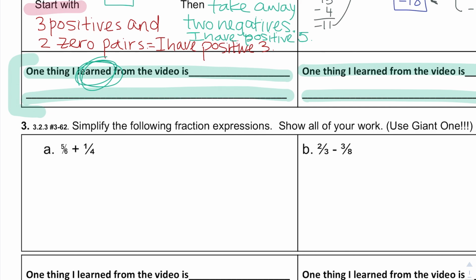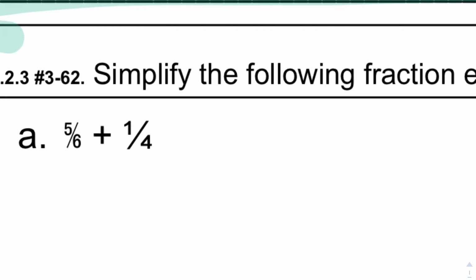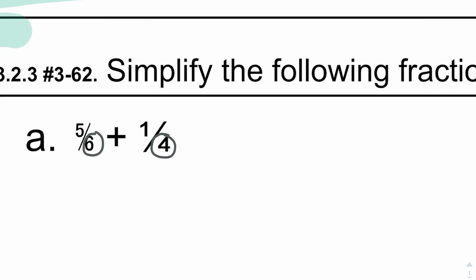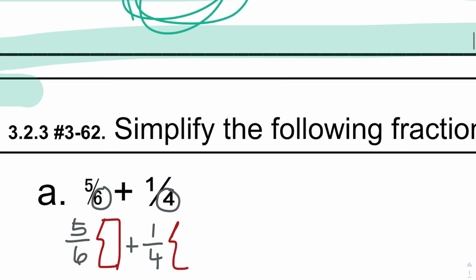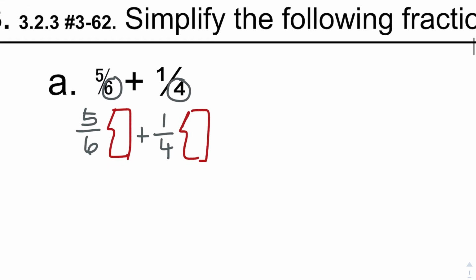Simplify the following fraction expression. Show all of your work. Use giant 1. I think I made that pretty clear right there. Ms. Fu and I really wanted you guys to have a hint for you to approach this. Hopefully you didn't make that mistake of just adding across and you actually use the giant 1. The reason we need to use the giant 1 is to make sure you have the same denominator for both of those fractions. So if I have 5/6 and 1/4 that we are adding, you needed to have a giant 1 to make sure that you can have a common denominator between the two.